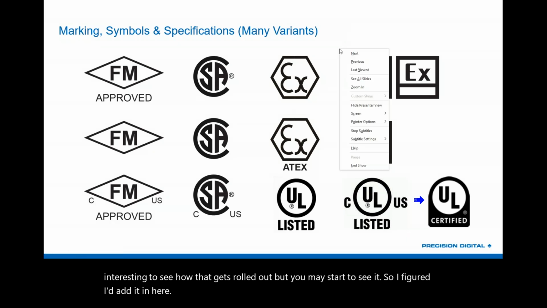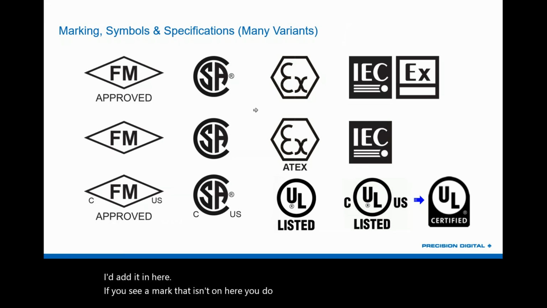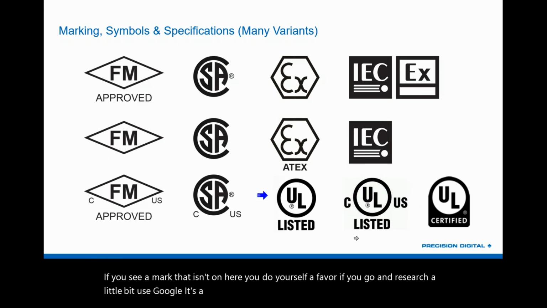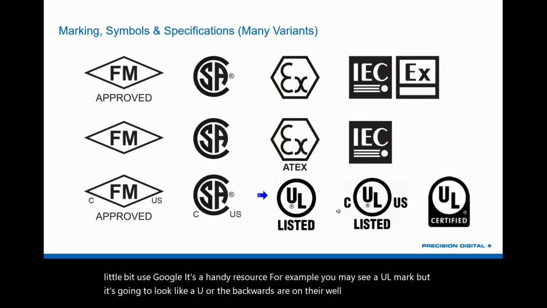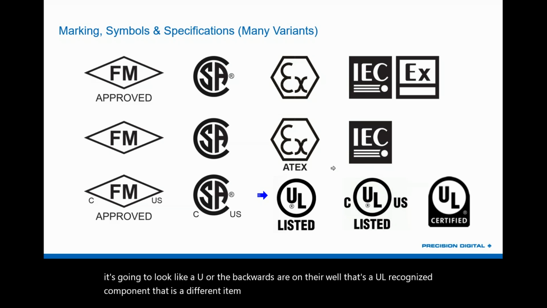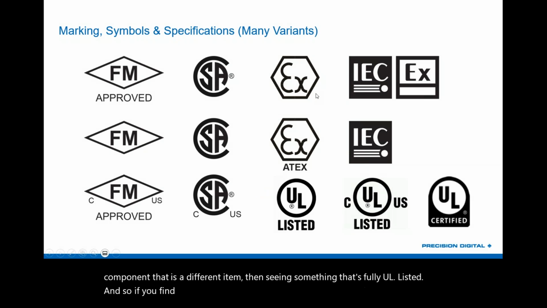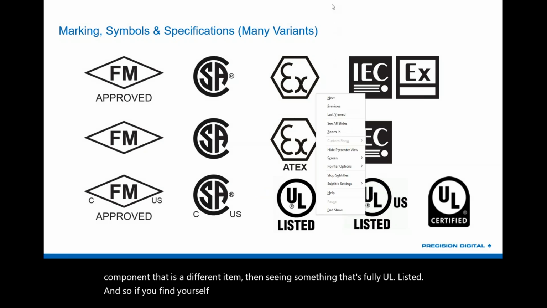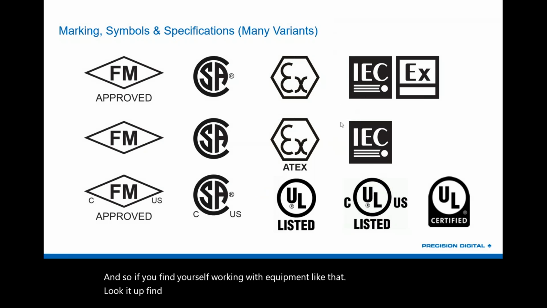If you see a mark that isn't on here, you do yourself a favor if you go and research it a little bit. Use Google. It's a handy resource. For example, you may see a UL mark that looks like a U with a backwards R on there. Well, that's a UL recognized component. That is a different item than seeing something that's fully UL listed.